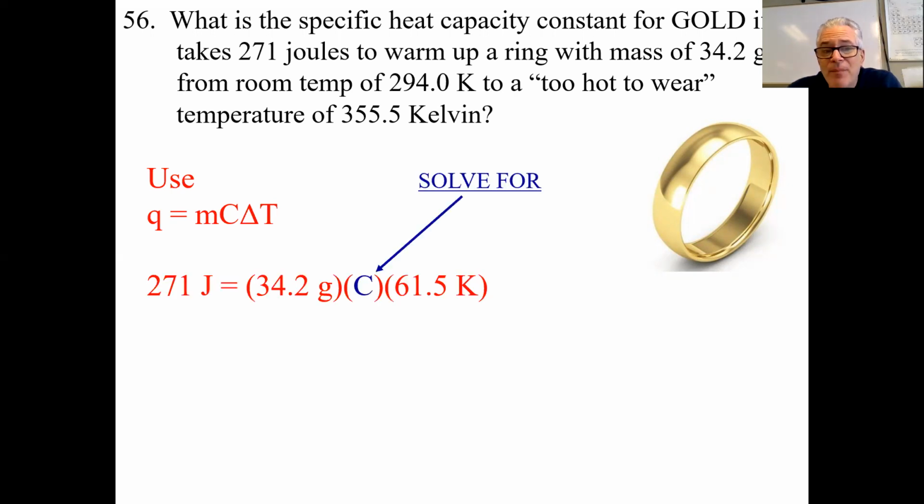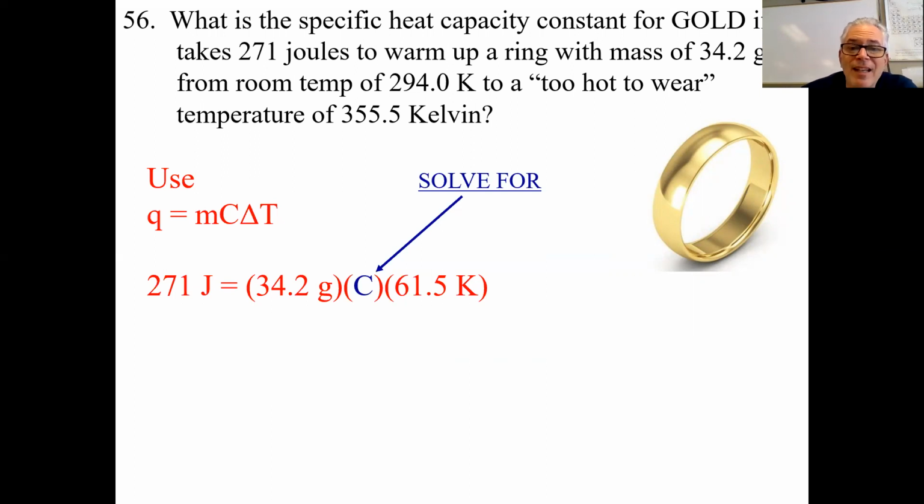This is the setup. Where did the 61.5 come from? I think I have it on the next slide. No, I don't. Let's see what we got. The 355.5, this is the ending temperature, minus 294.0 equals 61.5. That's the change in temperature.